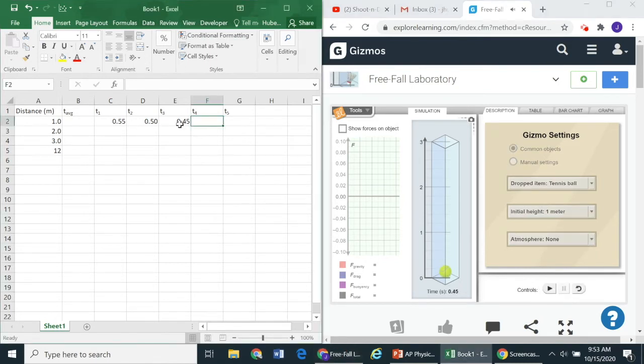0.45. Just do it one more time. That was bad again. I was too slow. Let's do it again. 0.45. That looks like the one.